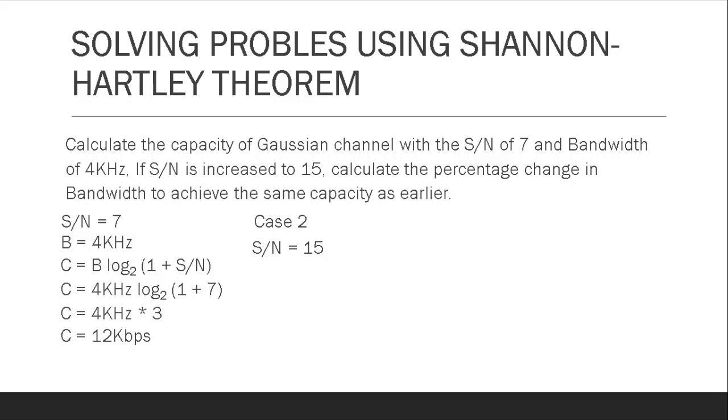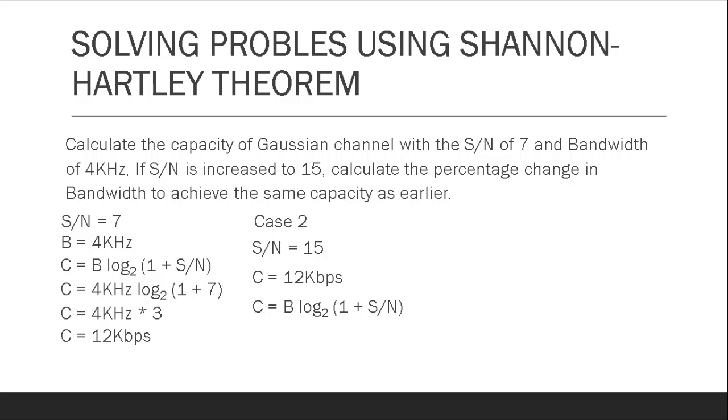In the second case, we have a new value of the signal to noise ratio, which is 15, and the value of the capacity, which is 12 kbps. So here is the equation on how to solve the capacity, but here we are looking for the bandwidth.